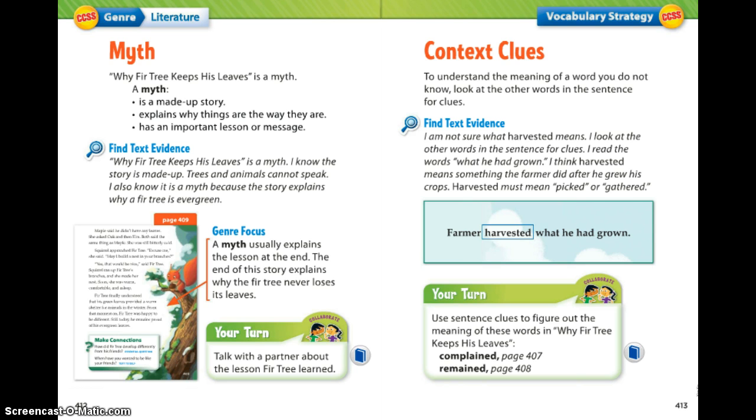Also, when reading the shared read, you'll want to look for context clues. To understand the meaning of a word you do not know, look at the other words in the sentence for clues.